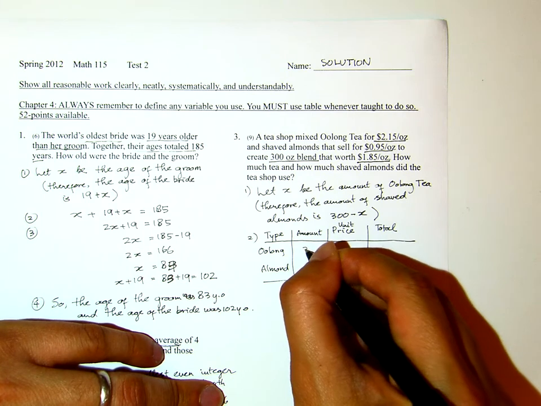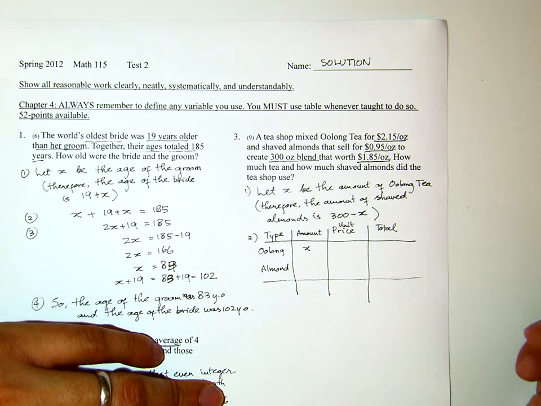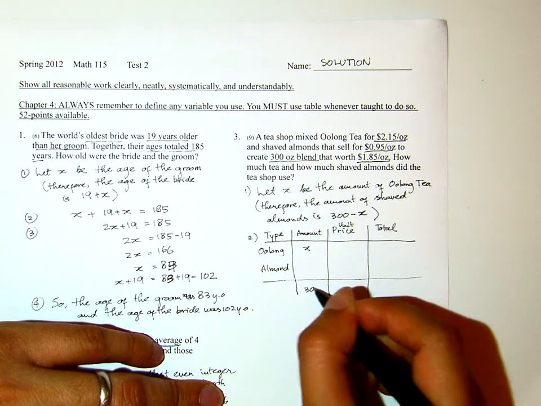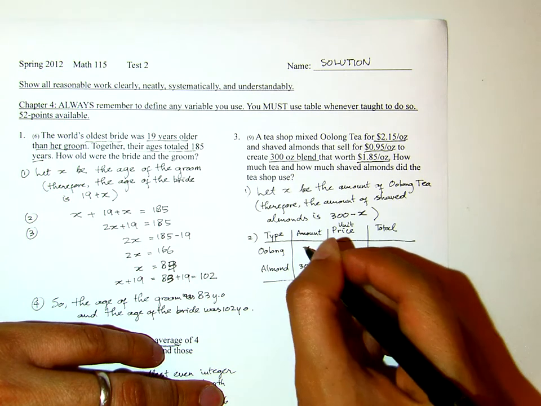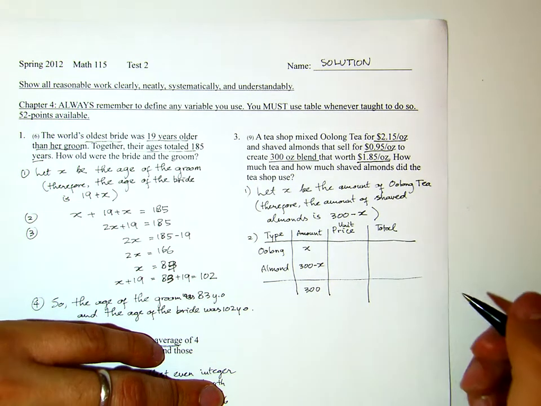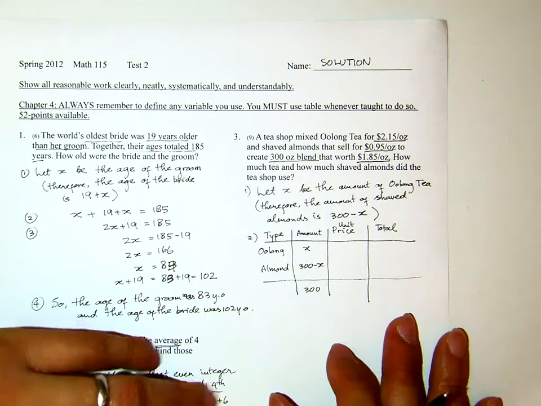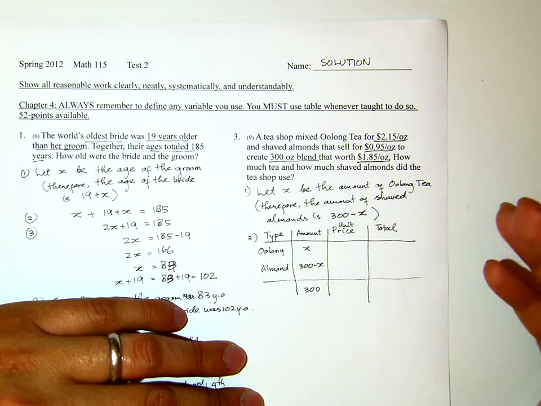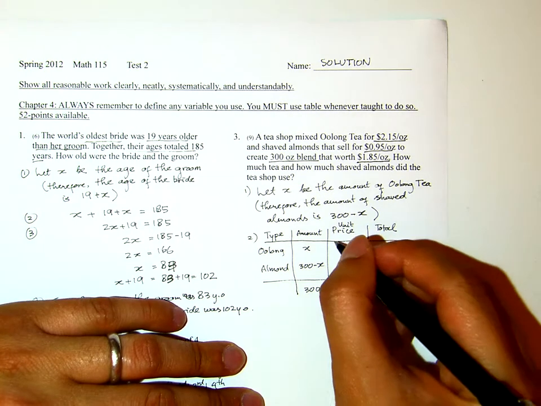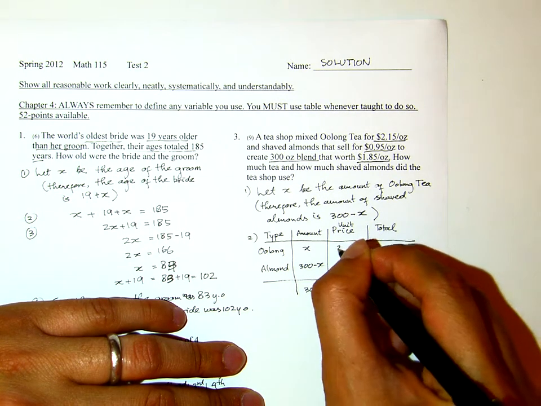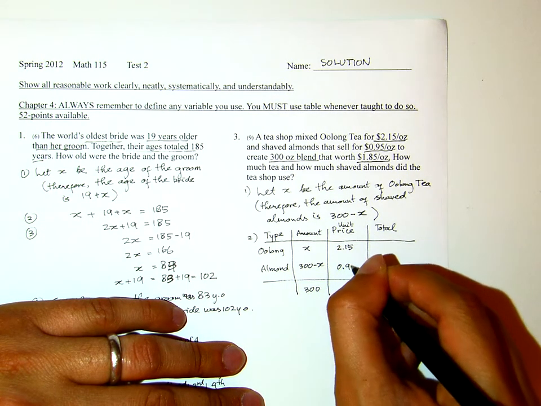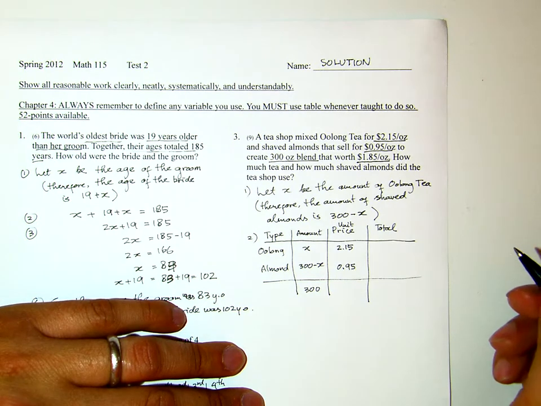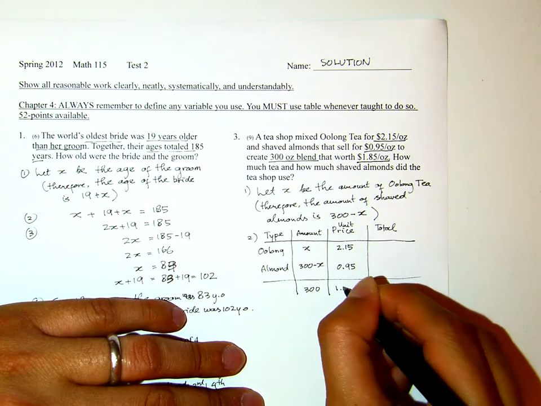The amount of oolong is defined to be x. We know that the sum is 300, that's how it gets here. Therefore the amount of almond is 300 minus x. Notice that when you add these, the x cancel and you have 300, right? Now the unit price here, you can do it in dollars, you can do it in cents. Okay, let's stick with dollars. So the unit price for oolong is $2.15, and the unit price for almond is 95 cents. Okay, the blend is worth $1.85.